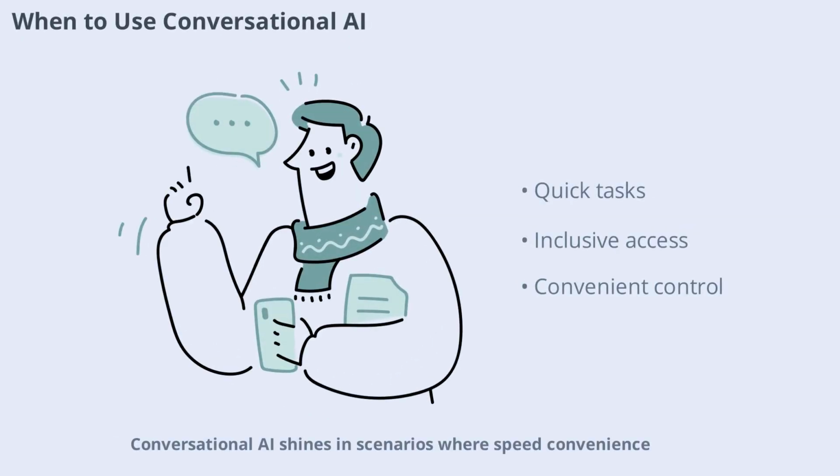Conversational AI shines in scenarios where speed, convenience, or accessibility are priorities. For example, setting reminders, getting quick answers, or controlling smart home devices. It's also great for users who may not be comfortable with traditional technology, making digital experiences more inclusive.